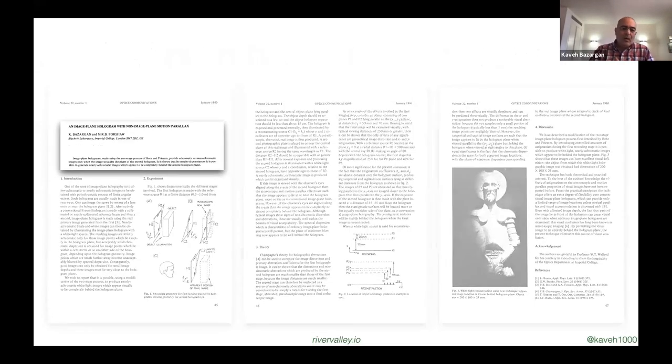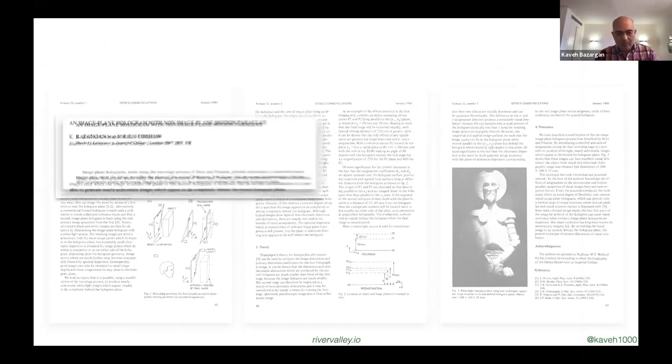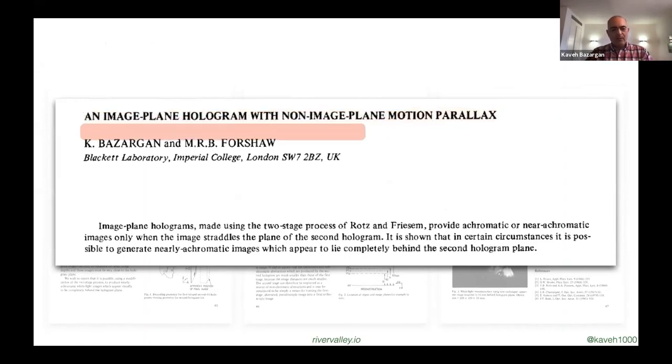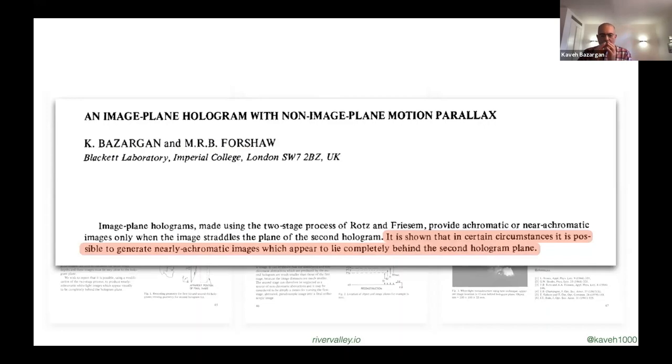So I'm telling you a lot of stuff that I've never told anyone before. What the paper says, it's called an image plane hologram with non-image plane motion parallax, which is a wonderful, catchy title that Mike came up with. Bazargan and Forshaw. Note that there's no hint as to who did what. What did Bazargan do? What did Forshaw do? And what it says in the abstract is, it is shown that in certain circumstances, it's possible to generate nearly achromatic images which appear to lie completely behind the second hologram.